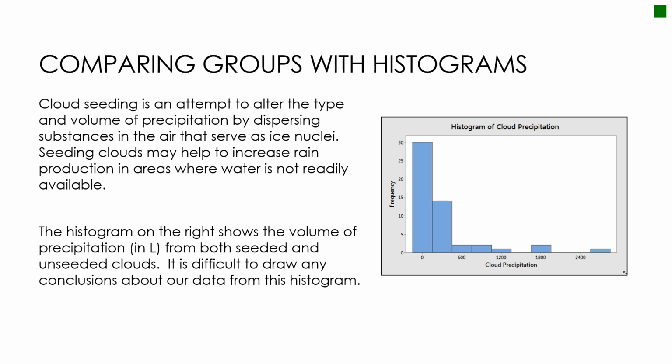The histogram on the right shows the volume of precipitation in liters from both seeded and unseeded clouds. The problem with this histogram is that I have absolutely no idea: is this a seeded cloud, or is this a seeded cloud, or is there a little bit of both in each one? So this histogram is fairly useless to me at this point.